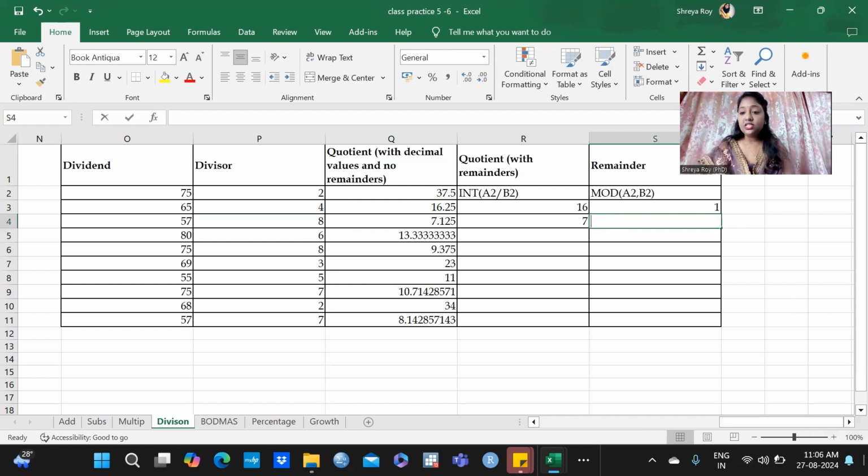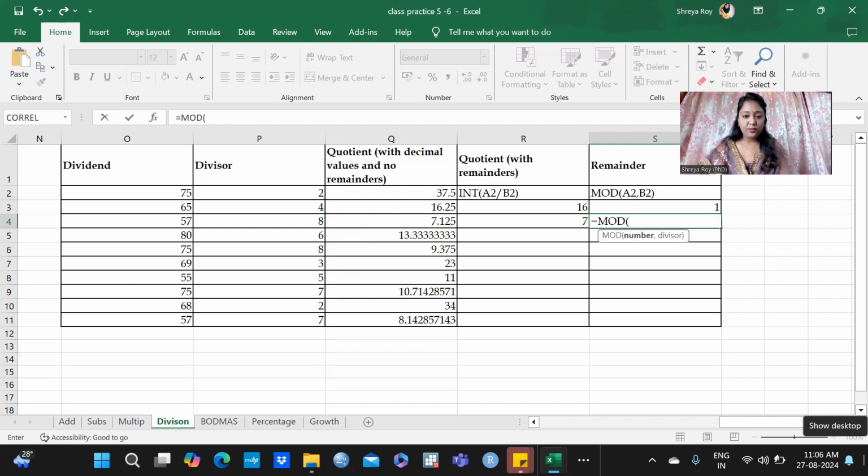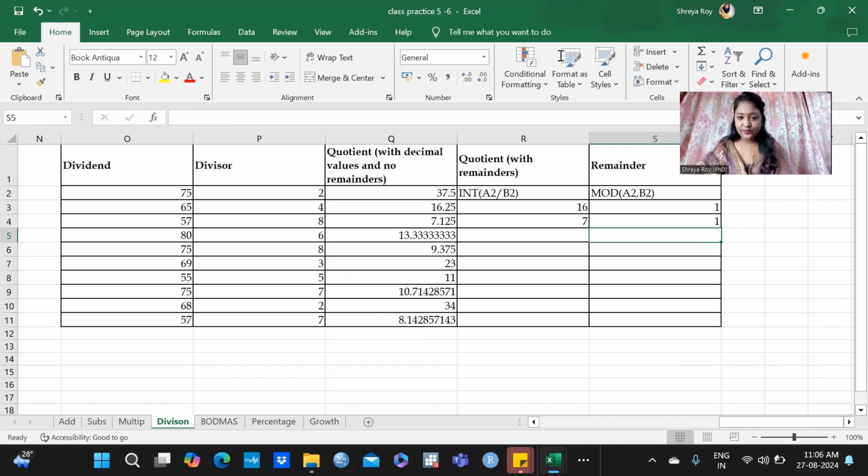Okay. When you want the remainder, you will type MOD, open bracket, select the dividend, comma, select the divisor, close bracket, and enter. Okay.